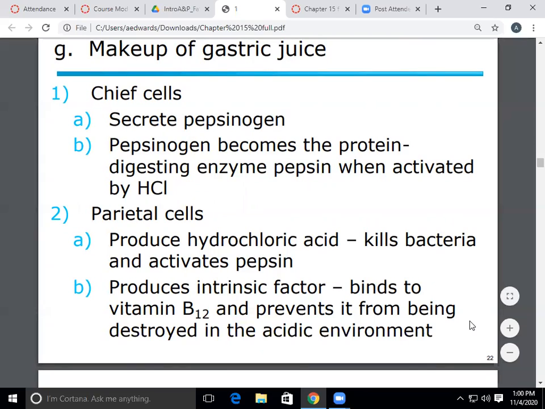Parietal cells, these are going to make your hydrochloric acid. Okay, so you can kind of see how the chief cells and the parietal cells work together. The hydrochloric acid will kill bacteria in your stomach. It also is going to activate that pepsin. And the parietal cells are also going to produce what we call intrinsic factor.